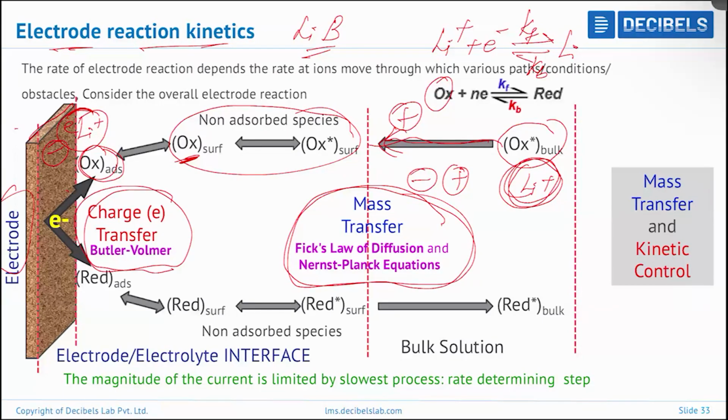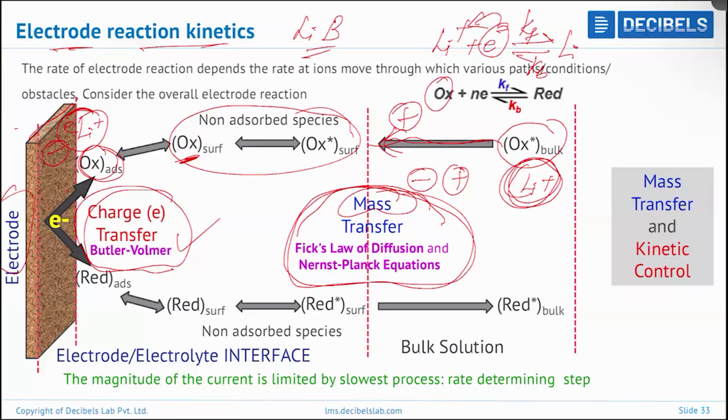This charge transfer is governed by the Butler-Volmer equation, which represents the rate at which the reduction and oxidation reaction is taking place, meaning the electron transfer. Mass transfer is governed by Fick's law and the Nernst-Planck equations. That will tell us how fast the lithium ions are moving between the electrodes. So mainly the electrode reaction, the charging and discharging, and the overpotential all depend on these two phenomena, mass transfer and charge transfer.